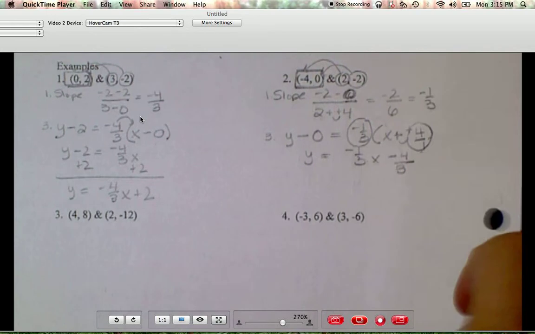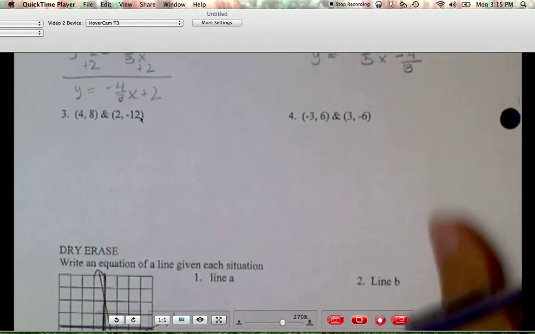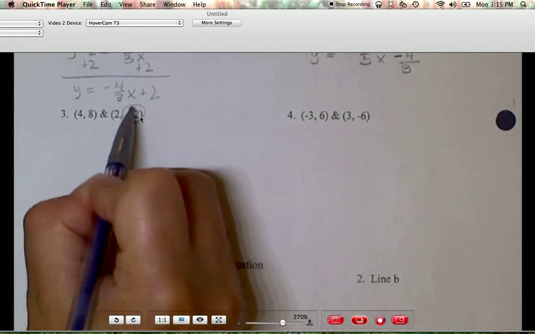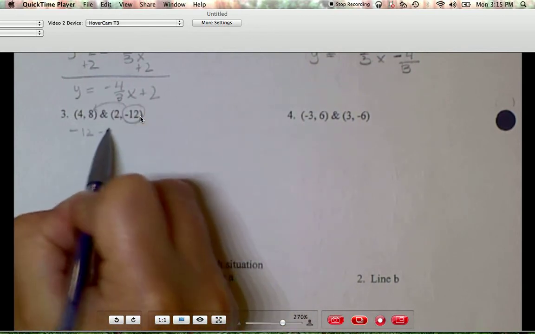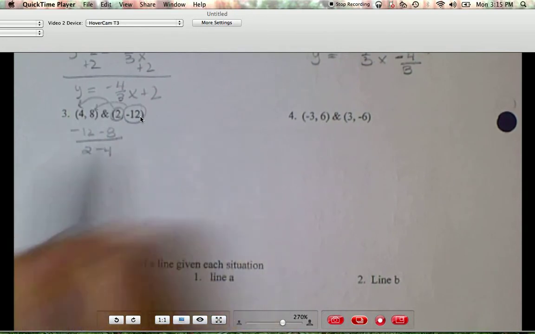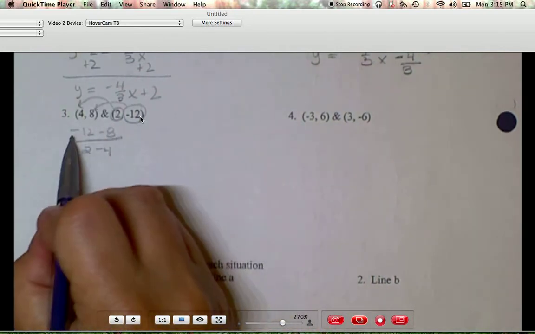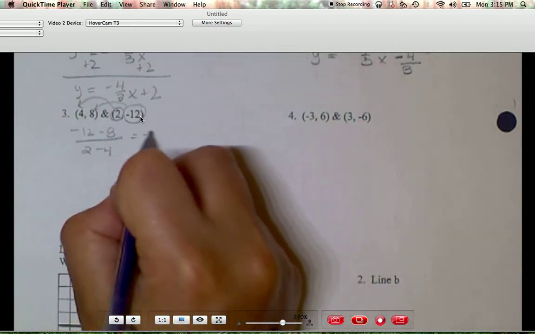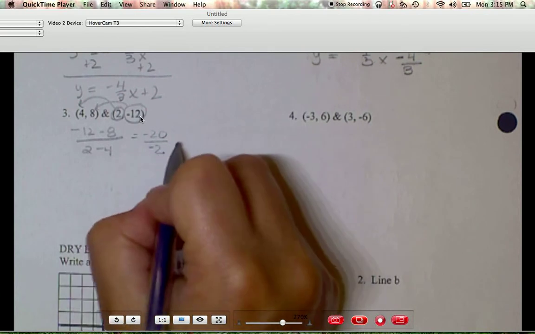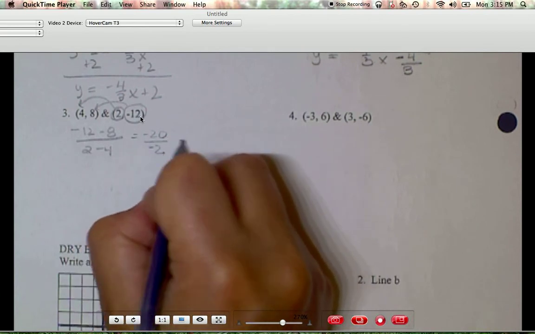Number 3. Start with your slope again. So, -12 minus 8 over 2 minus 4. -12 minus 8 would give us -20 over 2 minus 4, which is -2. When we simplify this, this will give us a +10.